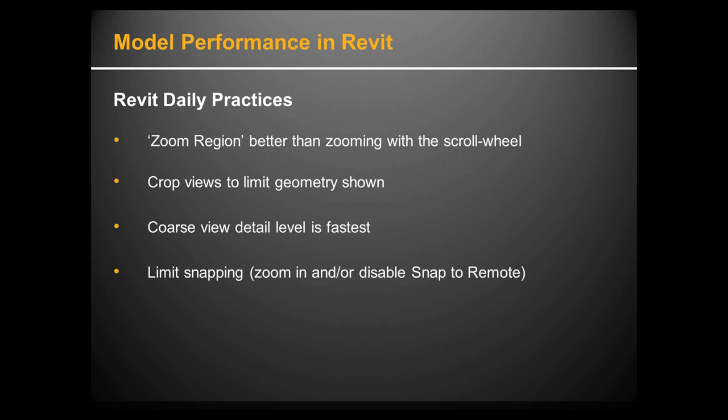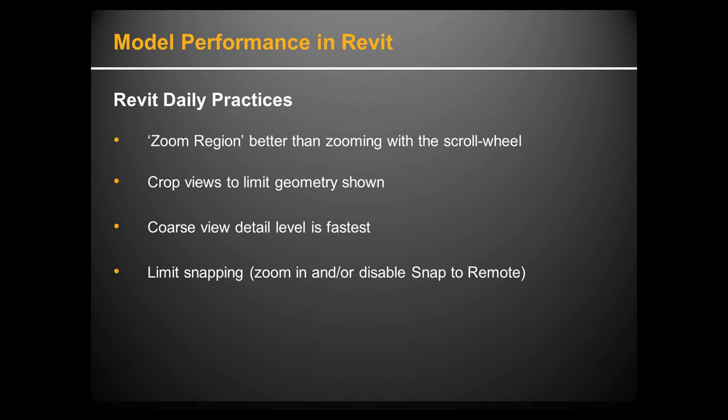It's like Brian said earlier, cropping the views to limit the geometry. If you're only working in one certain room or one wing, crop your view down to that, or create a temporary callout view. That way Revit's not trying to refresh the other side of the building and other things around there. And you've probably figured this out: the detail levels, fine, medium, coarse. Coarse view is going to be the fastest one.